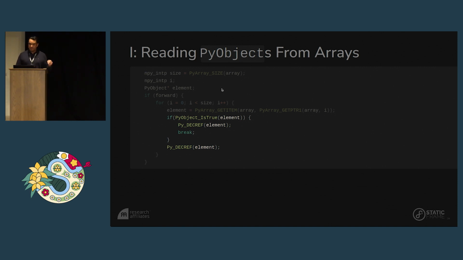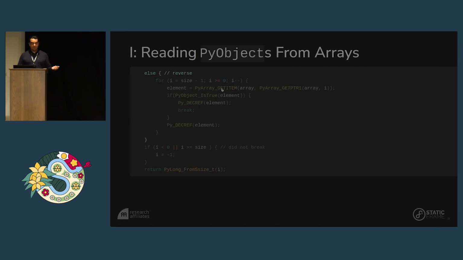We have to decref that element, and we can break. Otherwise, we still have to decref the element, and we go on. We're getting a new reference every time, and we have to decref that reference every single time. Going in reverse is essentially the same. We're just going to count down in the opposite direction.